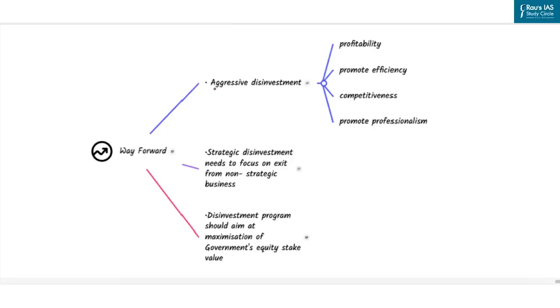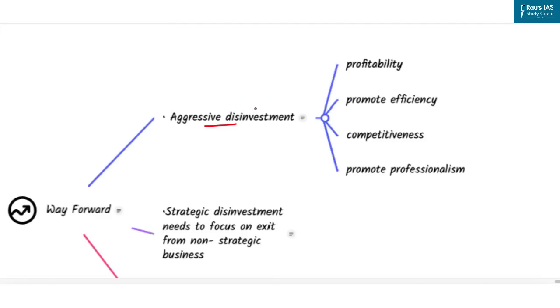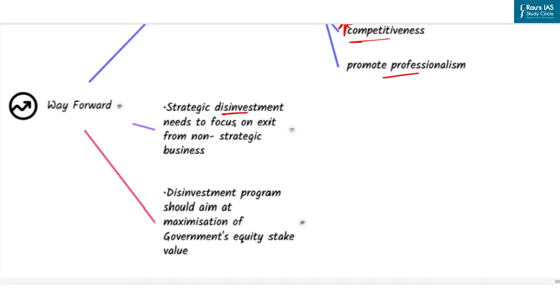Now, having seen the main benefits of disinvestment and challenges, let's see a few futuristic solutions to overcome such challenges. The first is aggressive disinvestment. This should be taken to bring in higher profitability, promote efficiency, increase competitiveness, and promote professionalism in management in the selected CPSEs. Next, strategic disinvestment needs to be focused on exit from non-strategic business. Why?